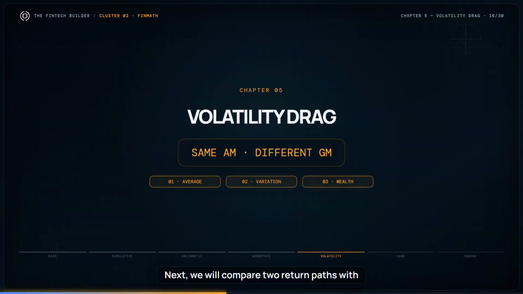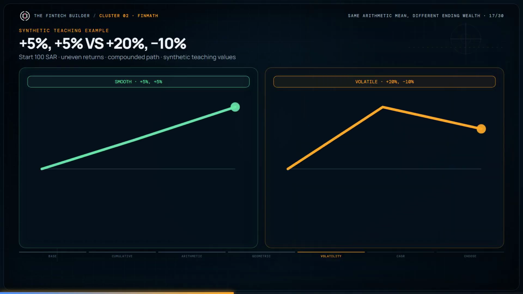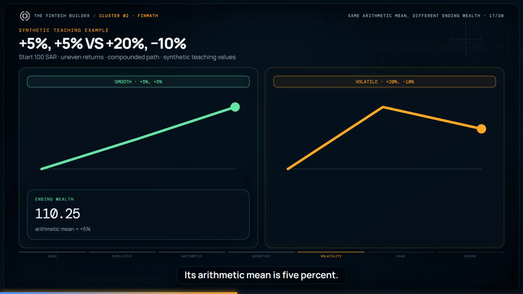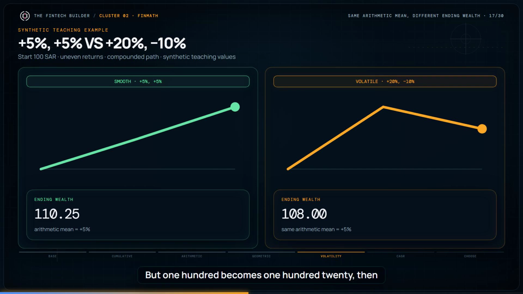Next, we will compare two return paths with the same arithmetic mean and see why the more uneven path can produce less compounded wealth. Consider two two-period paths. The smooth path returns plus 5%, then plus 5%. Its arithmetic mean is 5%. Starting from 100, it ends at 110.25. The volatile path returns plus 20%, then minus 10%. Its arithmetic mean is also 5%, but 100 becomes 120, then 108. Same arithmetic mean, different cumulative return, different ending wealth.